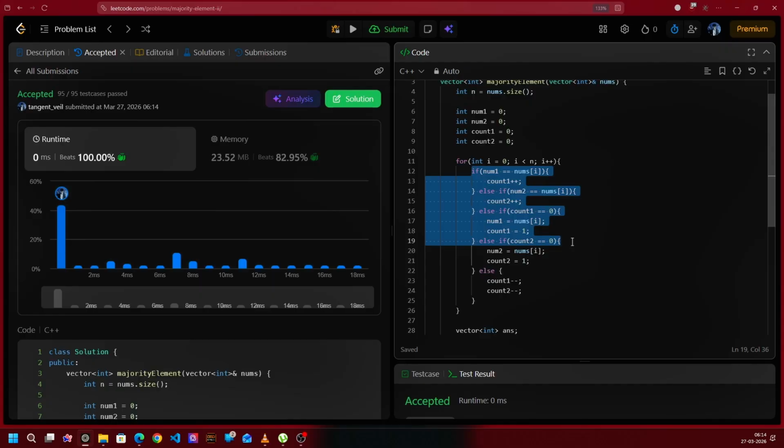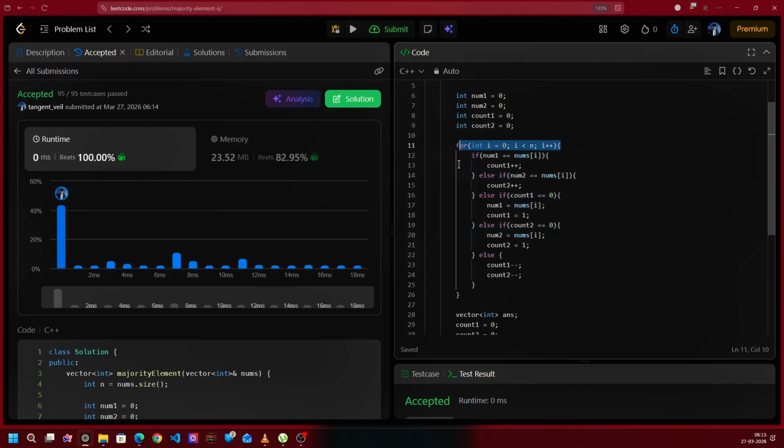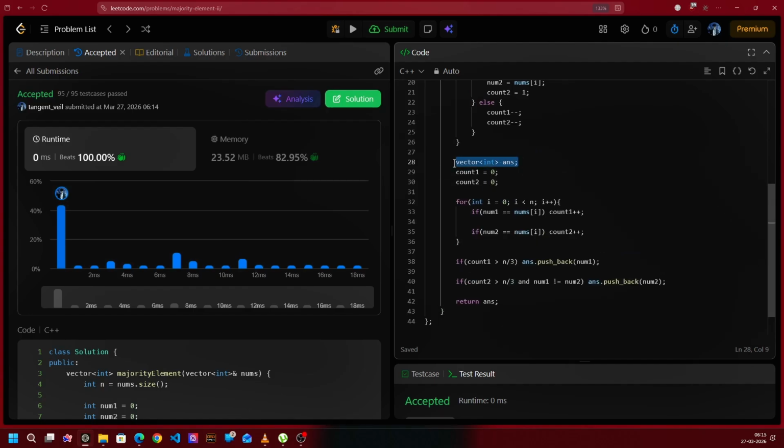The time complexity will be O(n), because we are using only one loop, and we are not using extra space, so the space complexity will be O(1). Here we are using a vector for storing the answer, so at most it will store only two answers, 1 or 2. It cannot store more than 2 answers. So even if you consider that space, it will be constant, O(2). Also it is the answer space, so it will not be considered as extra space. So our time complexity is O(n) and space complexity is O(1).